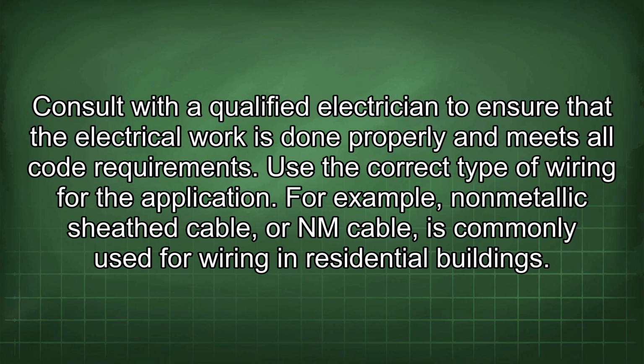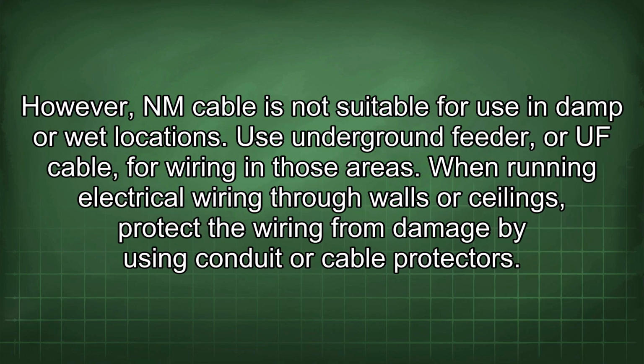For example, non-metallic sheath cable, or NM cable, is commonly used for wiring in residential buildings. However, NM cable is not suitable for use in damp or wet locations. Use underground feeder, or UF cable, for wiring in those areas. When running electrical wiring through walls or ceilings, protect the wiring from damage by using conduit or cable protectors.